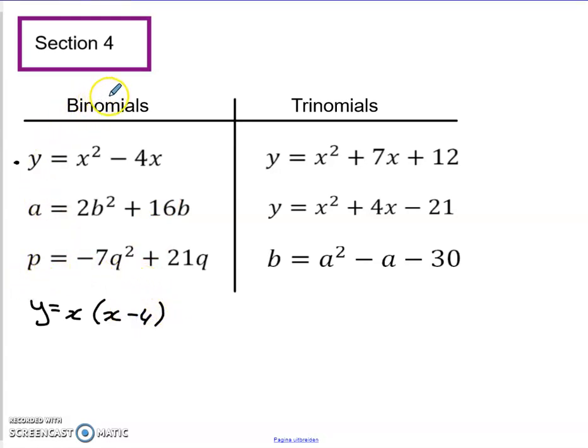So, when you have a binomial, these formulas have two terms, and when you factorize them, you have one set of brackets. But now let us take a look at trinomials, and when you take a close look, you see that there are each time three terms. Again, three terms. So that's how you can recognize a trinomial.